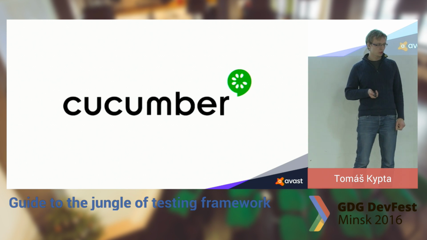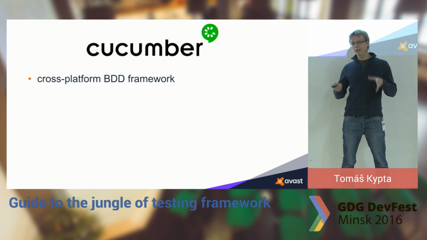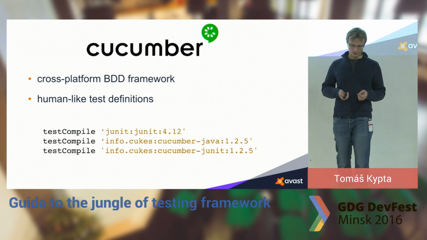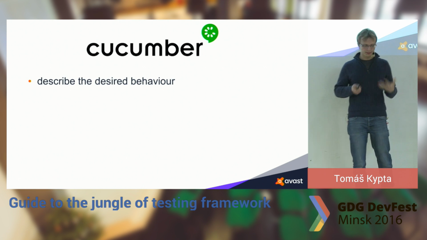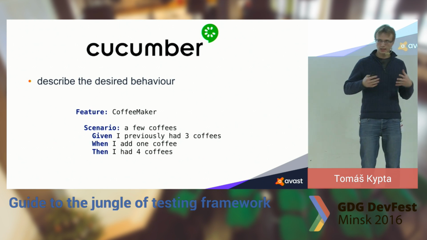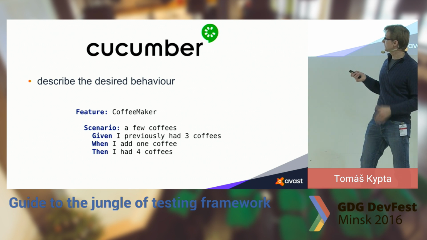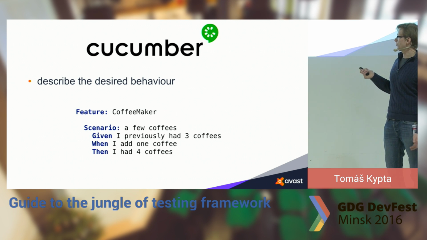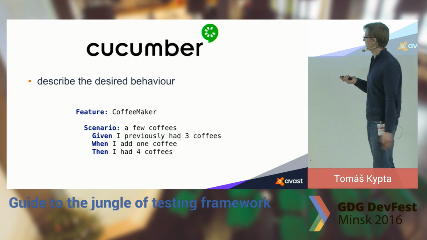Quickly, I will mention Cucumber. Cucumber is a BDD testing framework. You write tests in human-like language, and you describe the desired behavior. So it's mainly from the point of view of a product manager. You can say a scenario, a few coffees: I have one coffee, I add one coffee, and then you expect that I have 2 coffees.